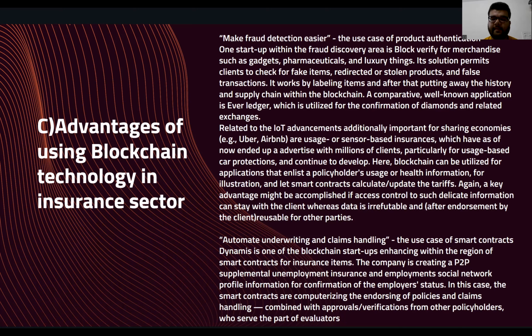Automate underwriting and claim handling. The use case of smart contracts: Dynamics is one of the blockchain startups innovating within the area of smart contracts for insurance items. The company is creating a P2P supplemental and employment insurance, using employment social network profile information for verification of the employer's status. In this case, the smart contracts are automating the underwriting of policies and claims handling, combined with the approvals and verification from other policyholders who serve as a part of the assessors.